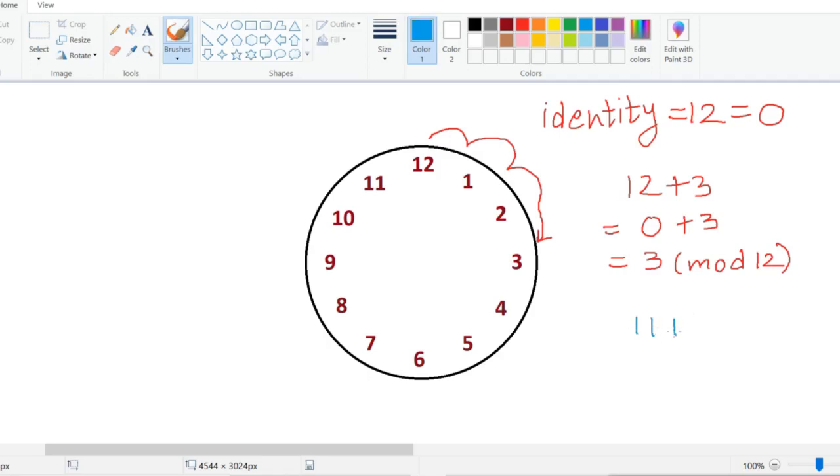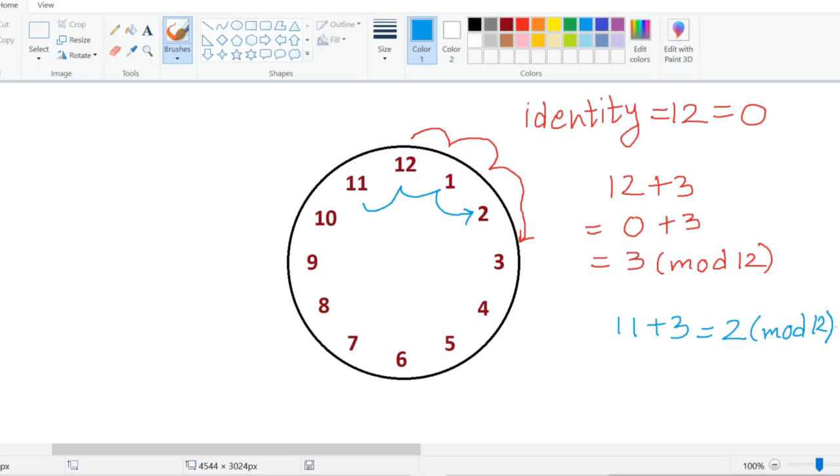Similarly, when you perform 11 plus 3, you go 3 steps from 11, 1, 2 and 3, and you get the answer 2, which is under modulo 12. In this case, negative 1 will work as 0 minus 1, but 0 is 12, so 12 minus 1 would be 11. So minus 1 mod 12 is actually 11.